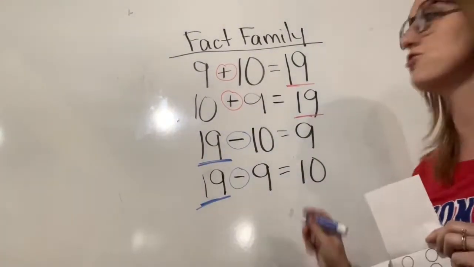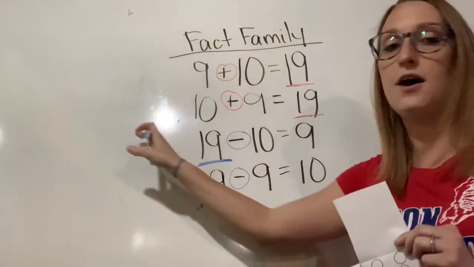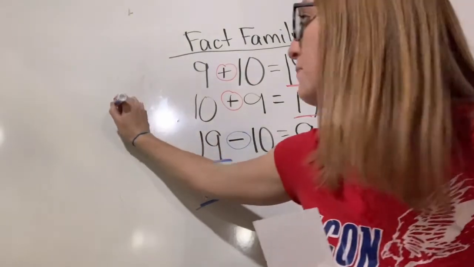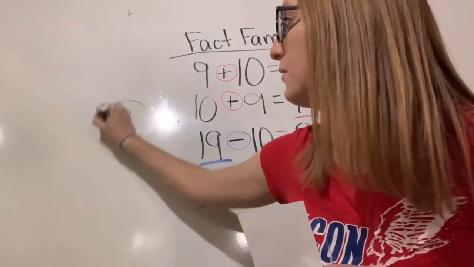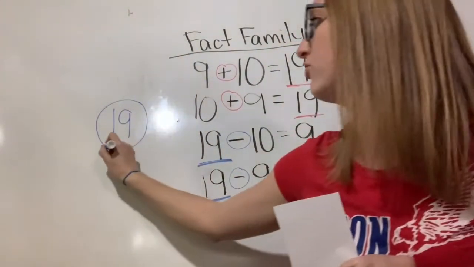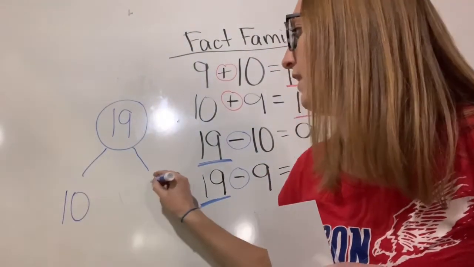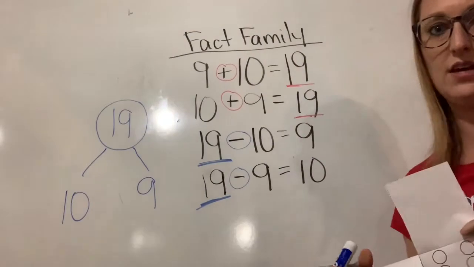If I was going to draw a number bond, sorry, that's the number I'm looking for. My biggest number, my whole, is 19 up here at the top, okay? And my two partners to make 19 would be 10 and 9, okay? That's how that would work.